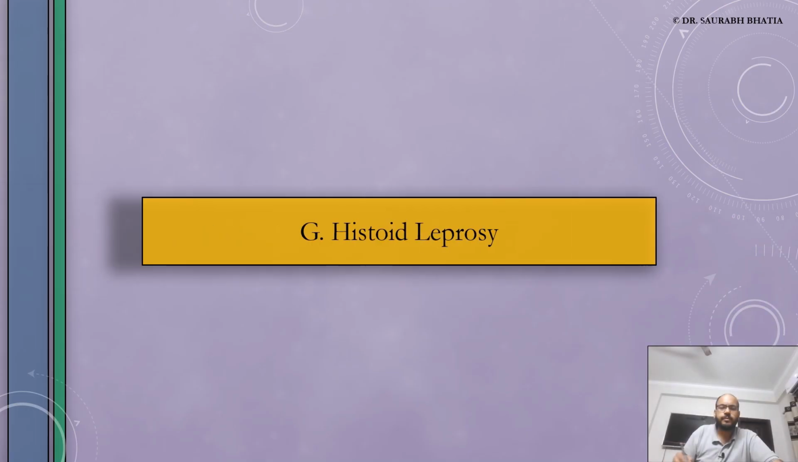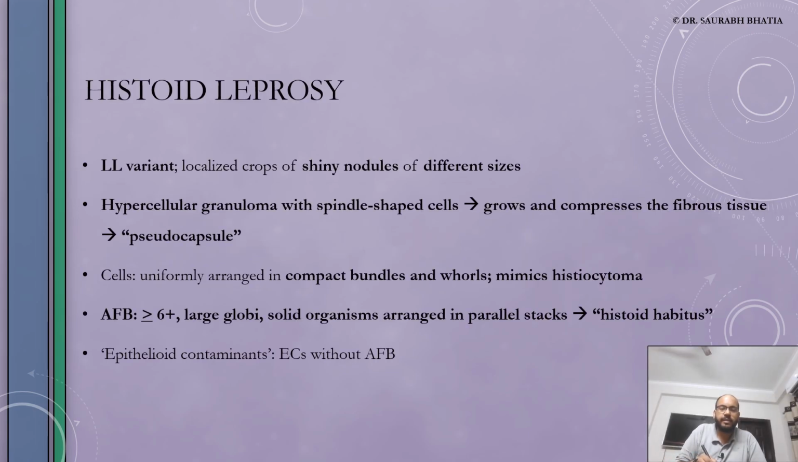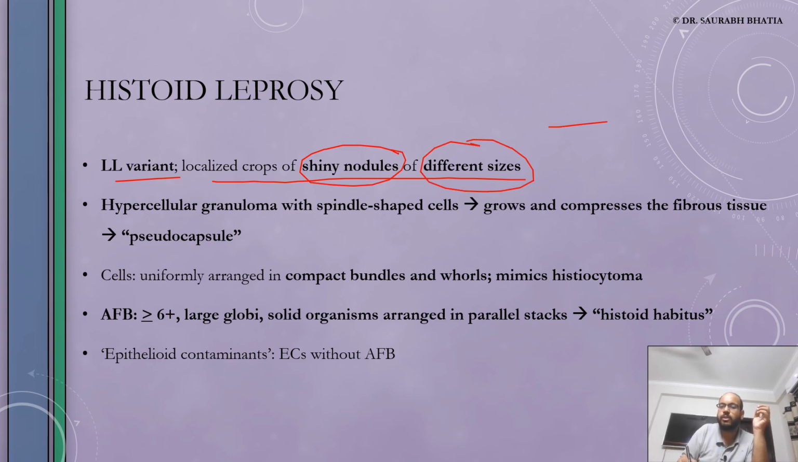Let's move forward. Now, coming to the next segment, which is the histoid Hansen's or the histoid leprosy, let's discuss what this special variant of LL leprosy is. Histoid leprosy is a variant of lepromatous leprosy. In histoid leprosy, you have localized crops of shiny nodules of different sizes. Remember, shiny nodules and different sizes. You will see a nodular growth, not like tubercle in tuberculoid leprosy. Nodular growth of different sizes all over the body.